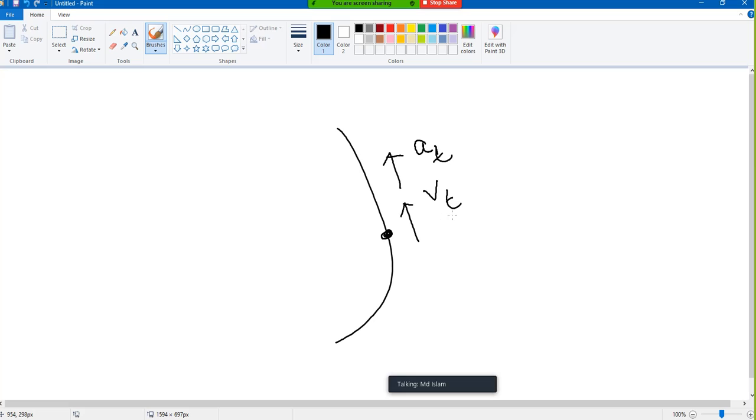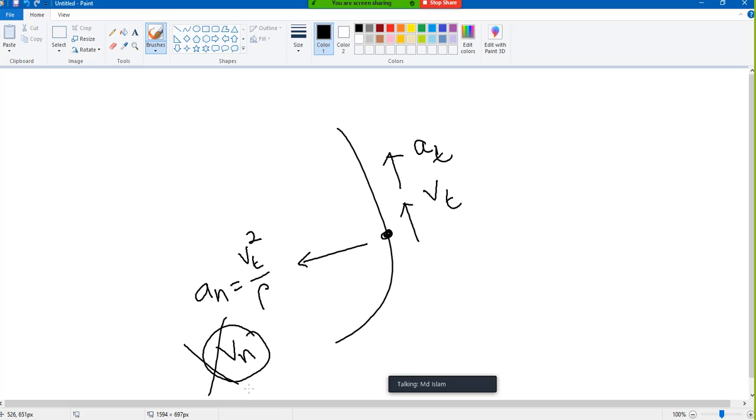So Vt is tangential. Which way is your normal acceleration? Towards the center. Do not draw this way. Do not draw that way. Draw this way. Towards the center is your an. How to find it? Whatever your tangential velocity, Vt squared divided by rho. There is no Vn. Forget this. There is no velocity in this way. Why n? Just to change the direction of the velocity.